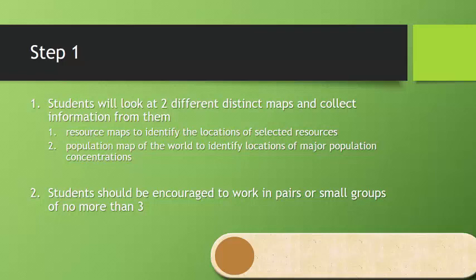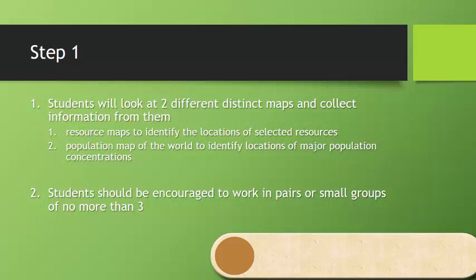The first map will be a resource map to identify the location of selected resources. Since the students are encouraged to work in pairs or in small groups of no more than 3, it is a good idea for the teacher to assign a specific resource that each group would look at. These resources can range from fuel and energy to mineral and other agricultural resources.